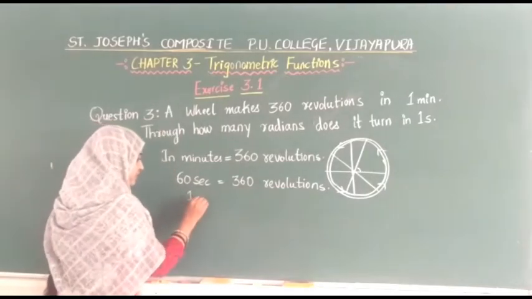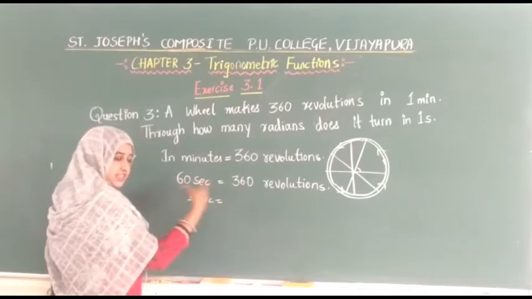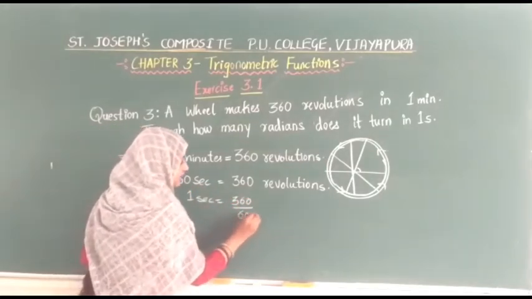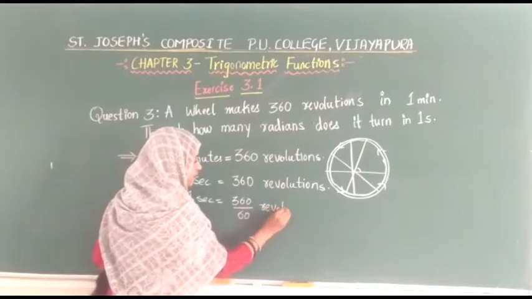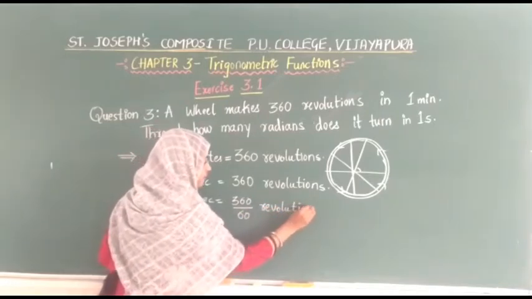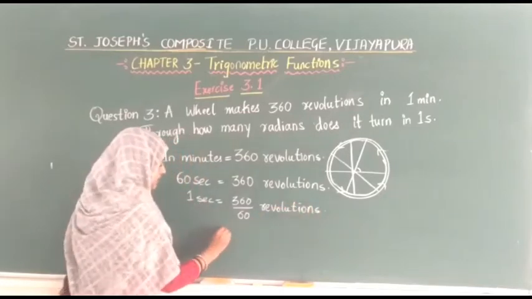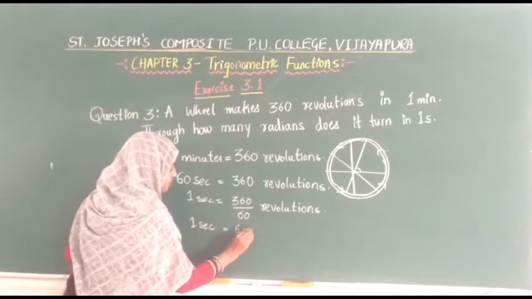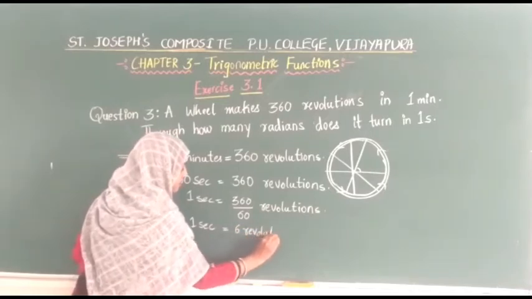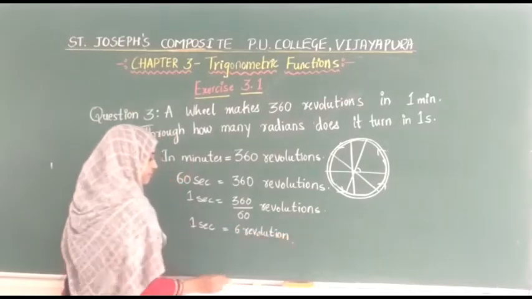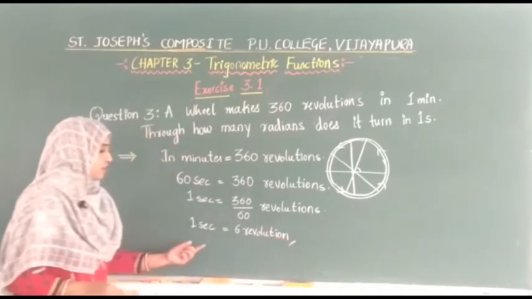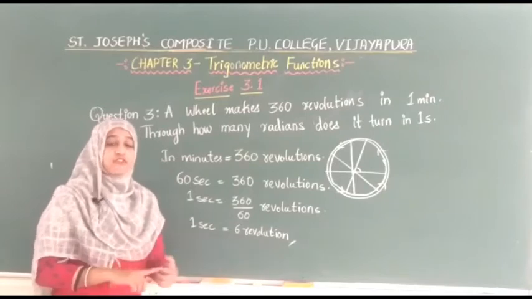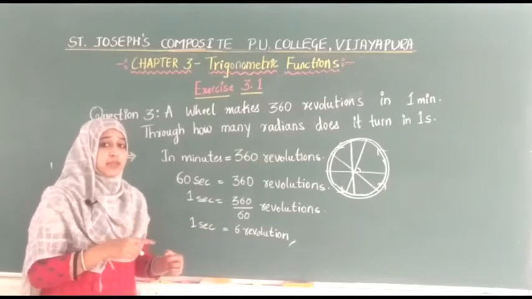For 1 second, take this 60 to this side, it becomes 360 by 60 revolutions. That is, in 1 second, it makes 6 revolutions. Now we have to tell how much angle it makes.